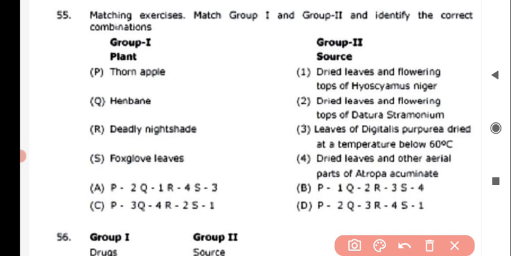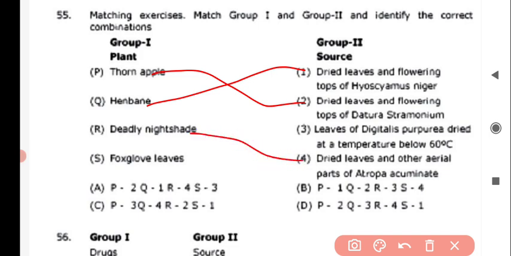2 contains the source. So for the first option, that is thorn apple, the correct answer is option number 2, dried leaves and flowering tops of Datura stramonium. For henbane, the correct answer is option number 1, that is dried leaves and flowering tops of Hyoscyamus niger. For deadly nightshade, the correct answer is option number 4, that is dried leaves and other aerial parts of Atropa acuminata. And for foxglove leaves, the correct answer is option number 3, that is leaves of Digitalis purpurea dried at a temperature below 60 degrees Celsius. So option A is correct for this question.